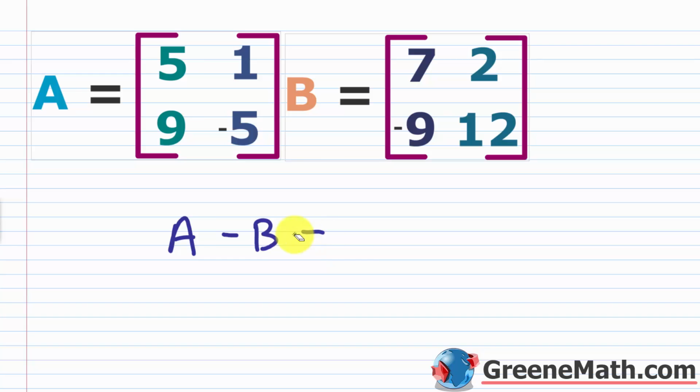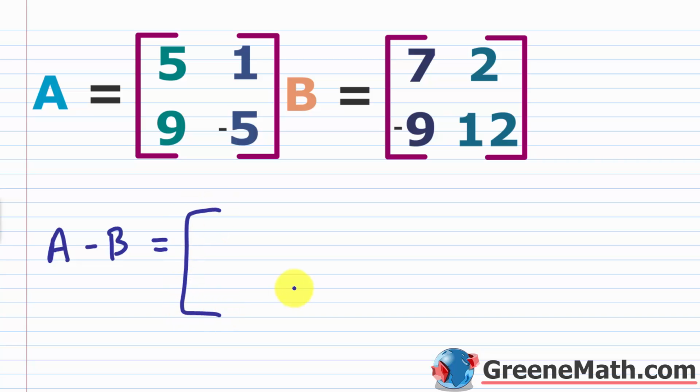So for the purposes of what we're going to do here, I'm just going to do A minus B. And again, it's a very simple process. I'm just going to match up corresponding elements, and I'm going to do my subtraction in the correct order. So if I have A minus B, I'm going to take the element in matrix A and subtract away the corresponding element in matrix B. So in this case, I'm going to do 5 minus 7. Again, this is in A, this is in B. I'm going to do 1 minus 2.